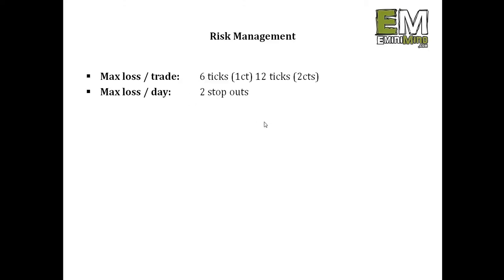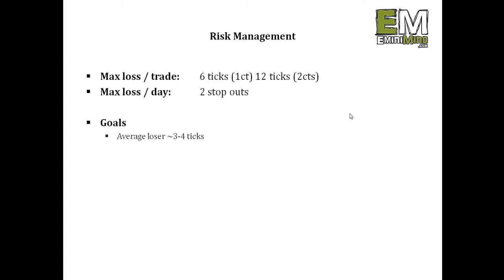So if you have 2 stop outs on the ES, you're done for the day. And because you're trading in such a small window, the likelihood of this happening is very small. But again, having these loss limits in place is very important. And then some goals you can set for yourself.